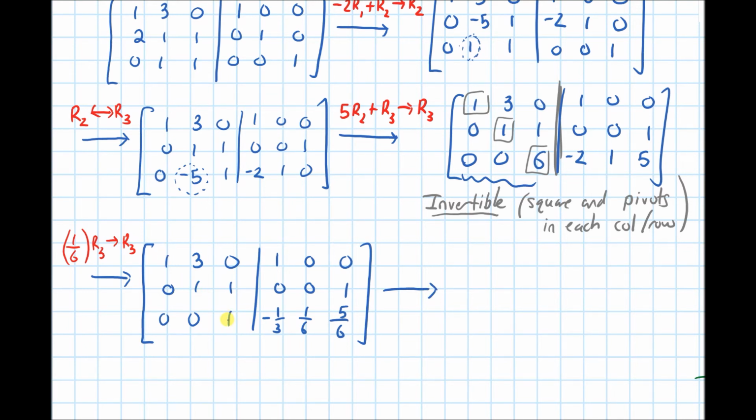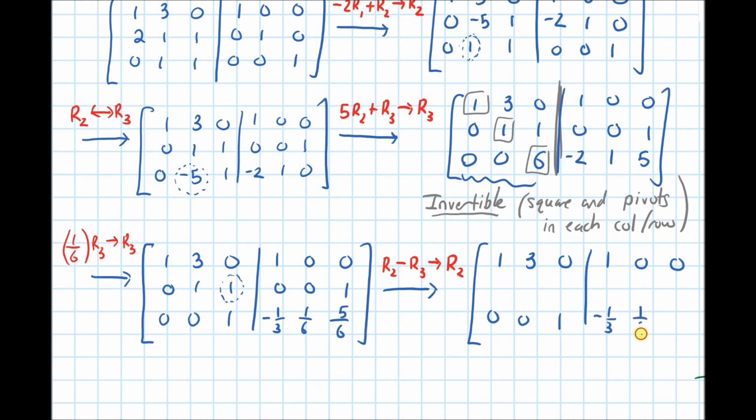Now I need to make the things above the pivots become 0. So we're starting with the bottom right. So I need to make this 1 become a 0 next. So I'll do that by doing row 2 minus row 3 and inserting that into row 2. When I do that, the first and the third rows don't change, so I'll still have 1, 3, 0, augmented with 1, 0, 0. Third row is still the same, 0, 0, 1, and then negative 1/3, 1/6, 5/6. But the second row is going to change.